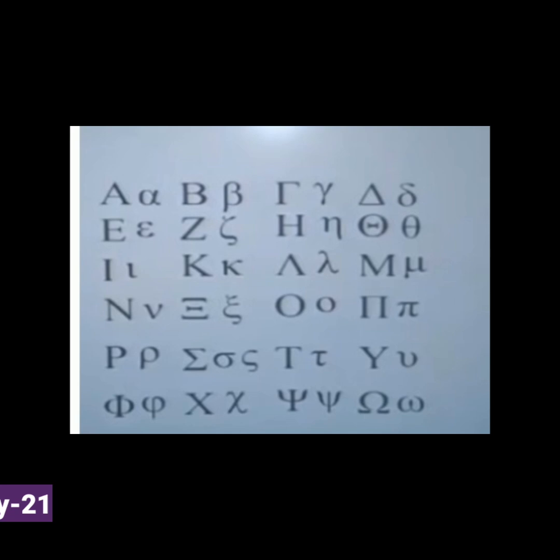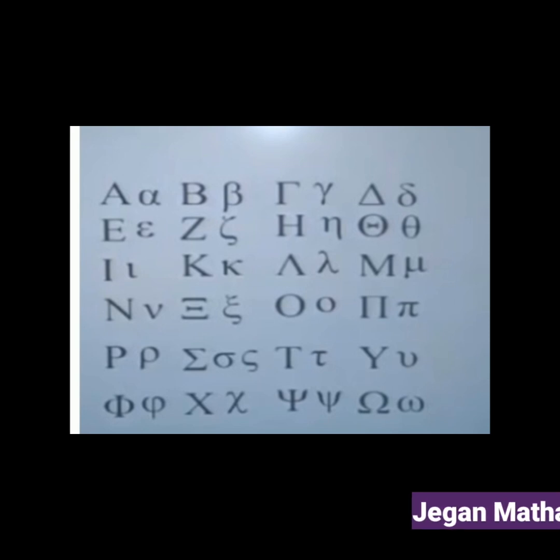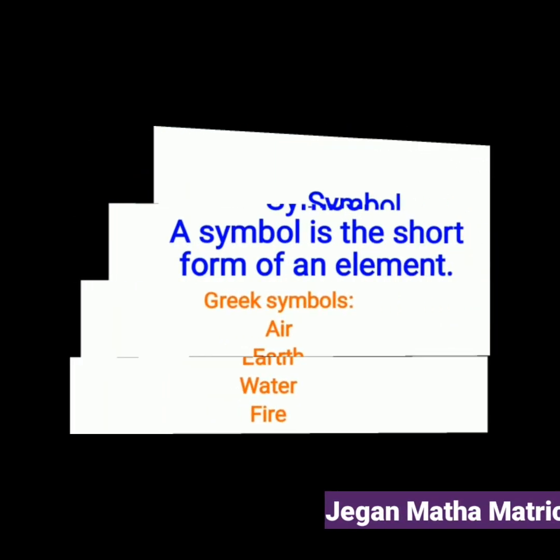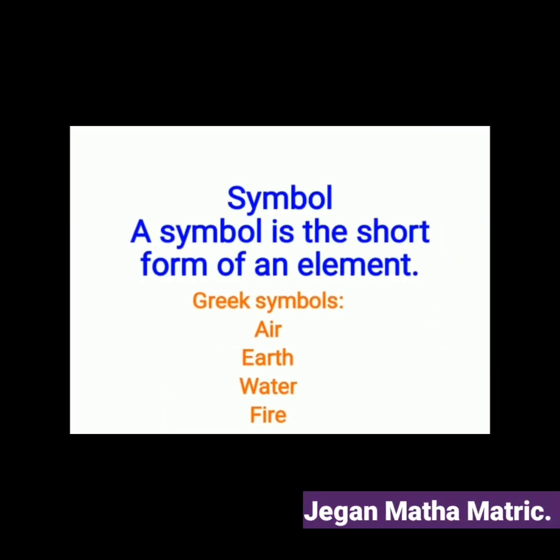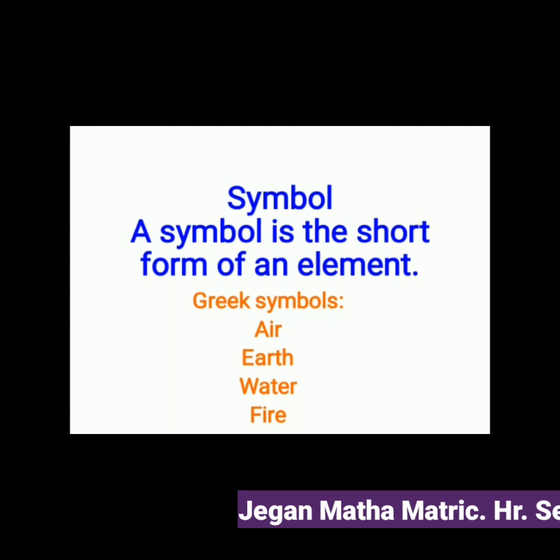In the modern periodic table, 118 elements are known. The elements have particular symbols. What do you mean by symbols? A symbol is the short form of an element.